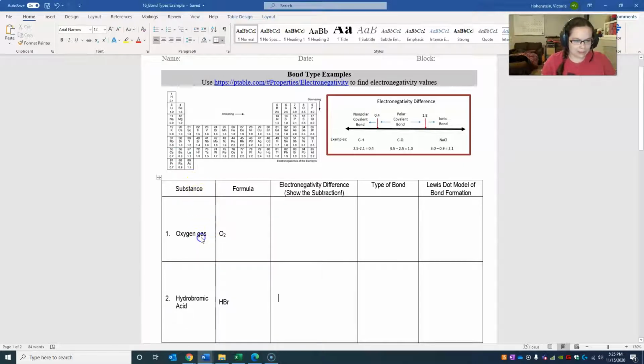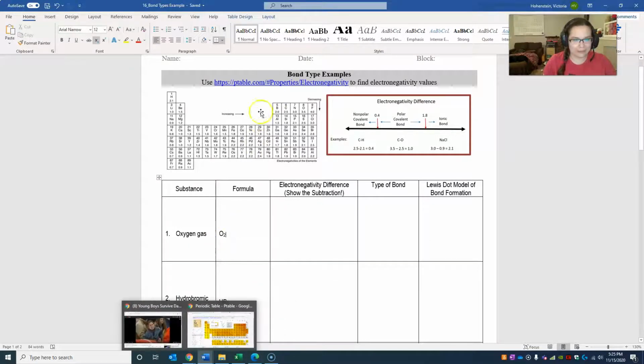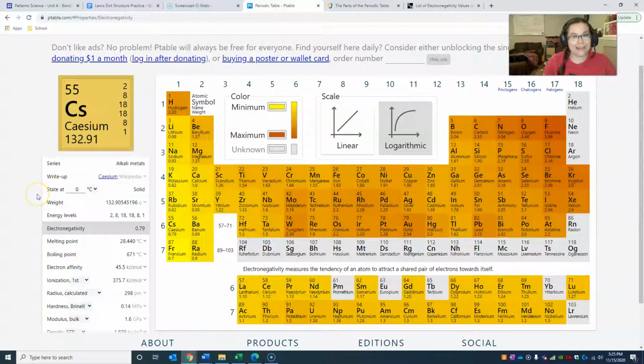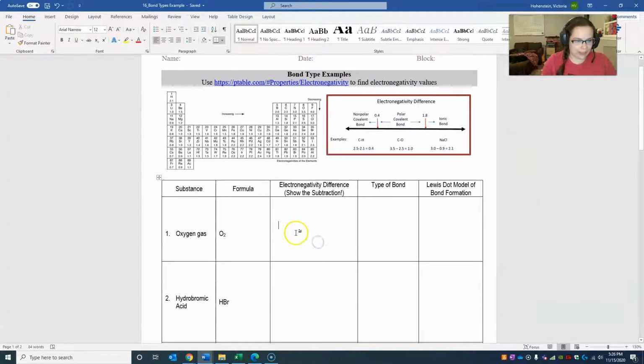The substance for number 1 of the examples I'm working is oxygen gas, and the formula is O2. It asks you to find the electronegativity difference of the atoms in my bond. So in this case, it's oxygen bonded to oxygen. This link will take you to a periodic table that has electronegativity values for all of the elements. So I am working with oxygen, so I am going over here to oxygen, and I see the electronegativity value is 3.44. So if I go back here, I'm going to show my math.